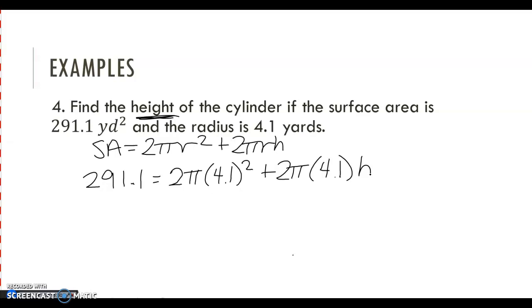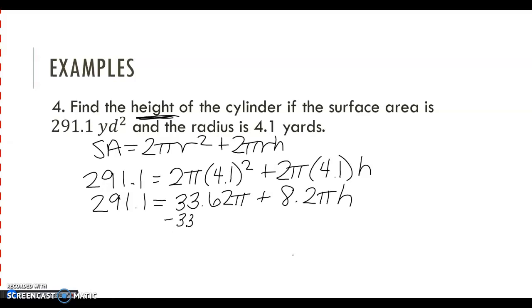So this one we aren't going to have to factor because we're just solving for height. So I'm going to go ahead and at least get this in terms of pi. So 4.1 squared times 2 is going to give me 33.62 pi, and then plus 8.2 pi h. Okay, and now I'm just going to solve for h, keeping in mind that pi is just a number. So I'm just going to solve this algebra problem like you guys are used to.